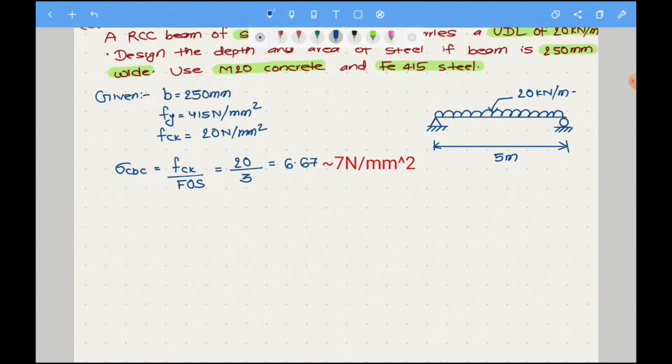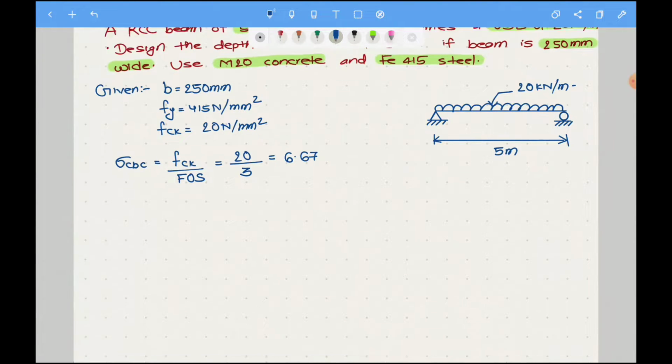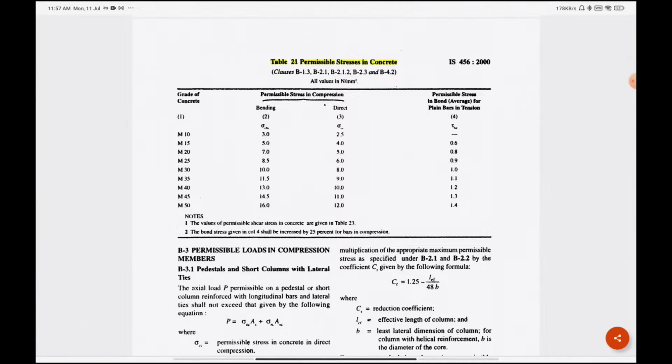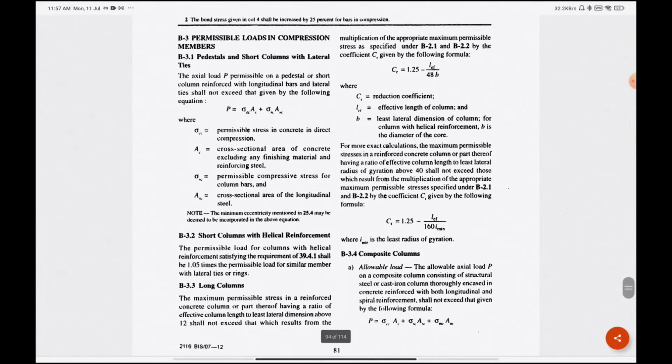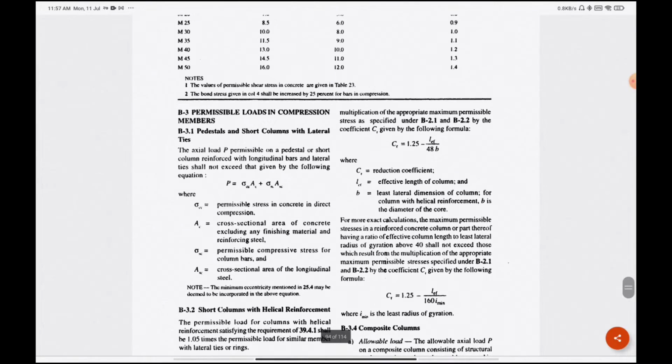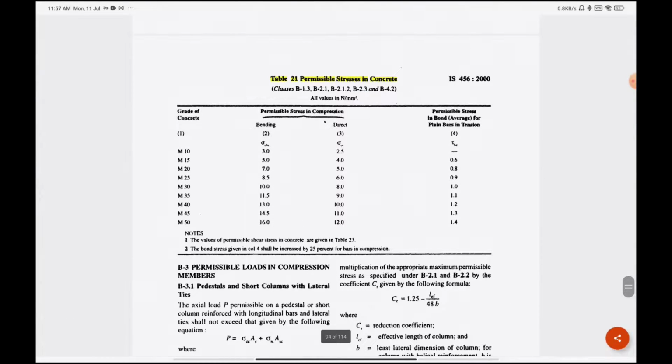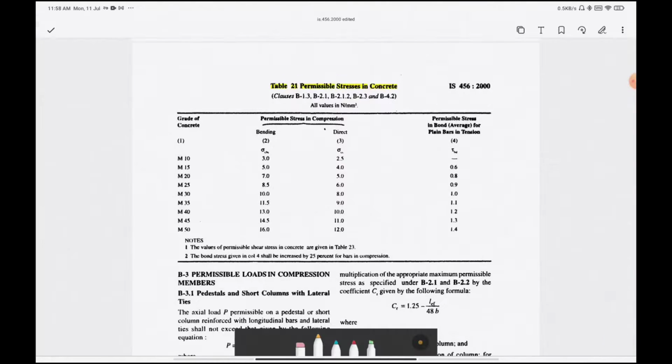Now we have to refer to IS 456 2000. So let us go there. As you can see, I have referred to IS 456 2000 and the page number is 81. At the top of the page we can see Table number 21, and the topic is permissible stresses in the concrete. For this, we have taken the value of sigma CBC as 7, and the corresponding grade of the concrete is M20 that we have to use in this design process.